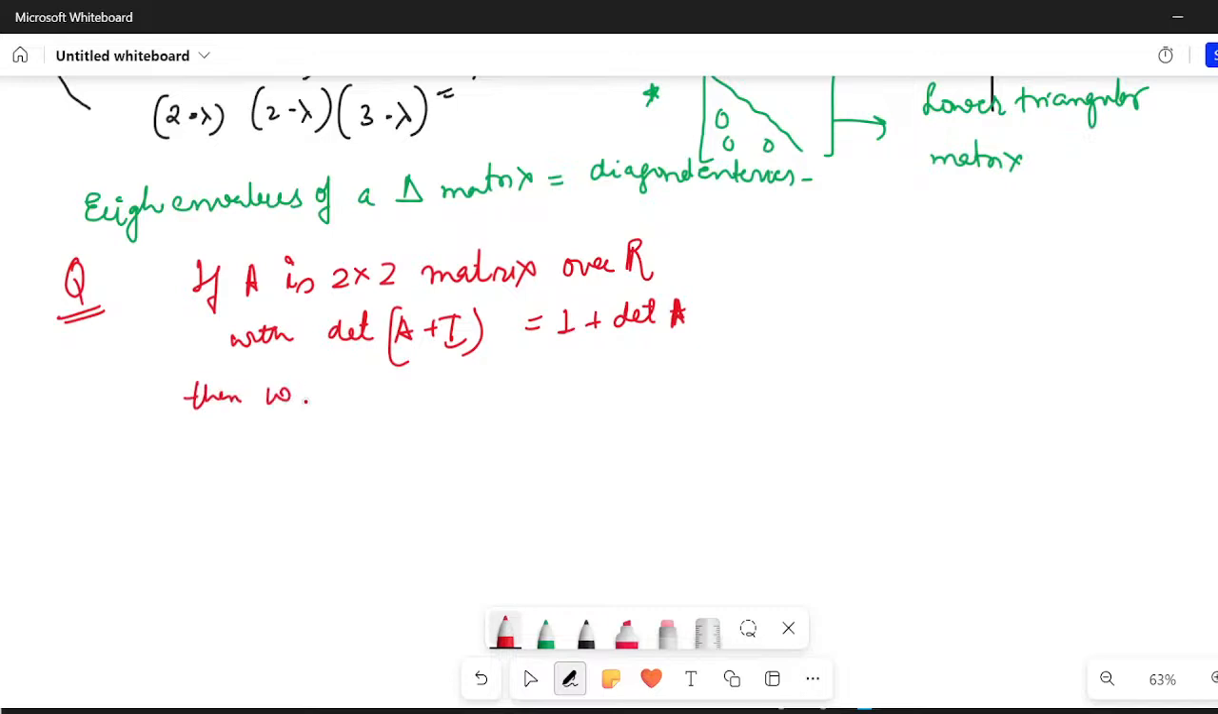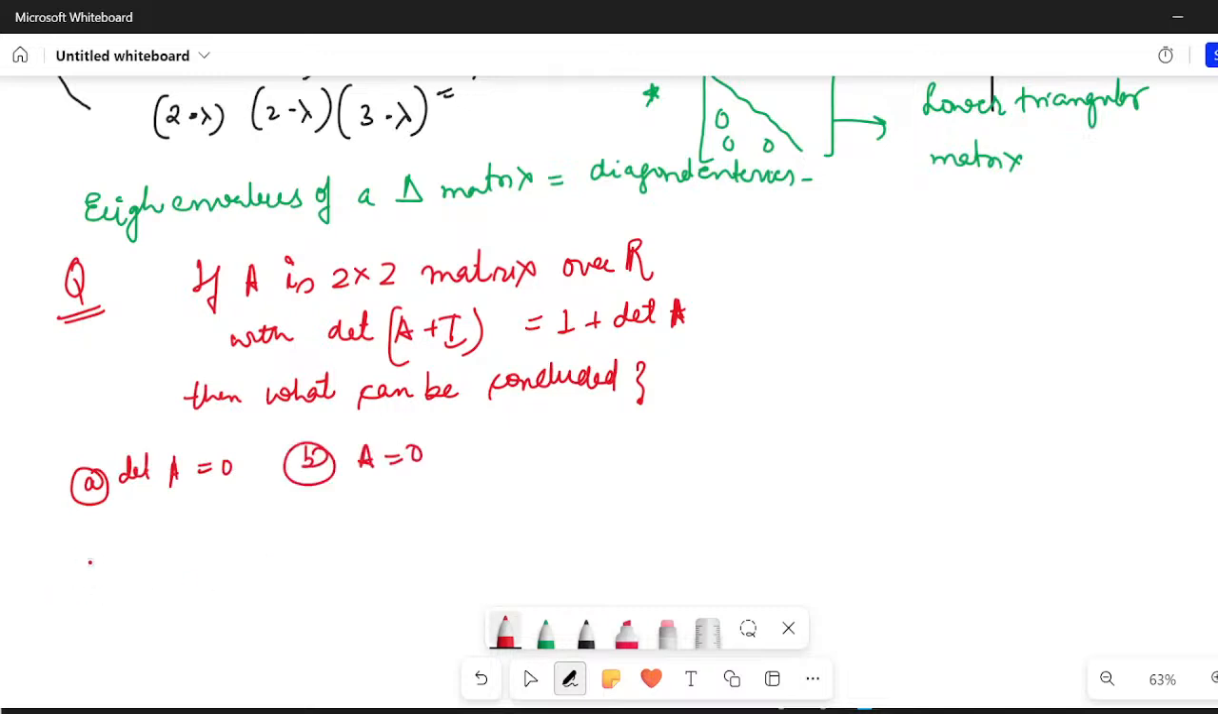What can be concluded with certainty? Option A: determinant of A is equal to 0. B: A is equal to 0. C: trace A is equal to 0. Or D: A is non-singular.